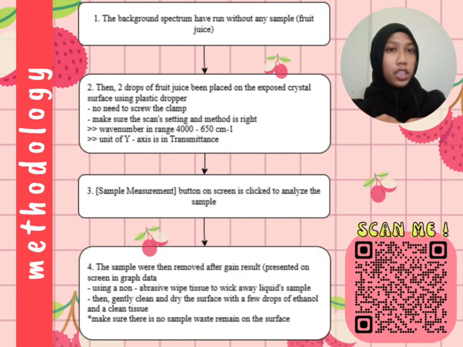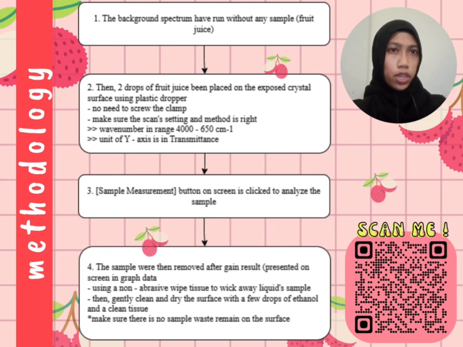Okay, I will continue with the methodology of the experiment. Roughly speaking, we will conduct this FTIR experiment by following the steps in the flowchart on this page. First things first, we need to clean the surface using a non-abrasive wipe and a few drops of ethanol. After the surface is clean and dry, we can do the experiment with less error.